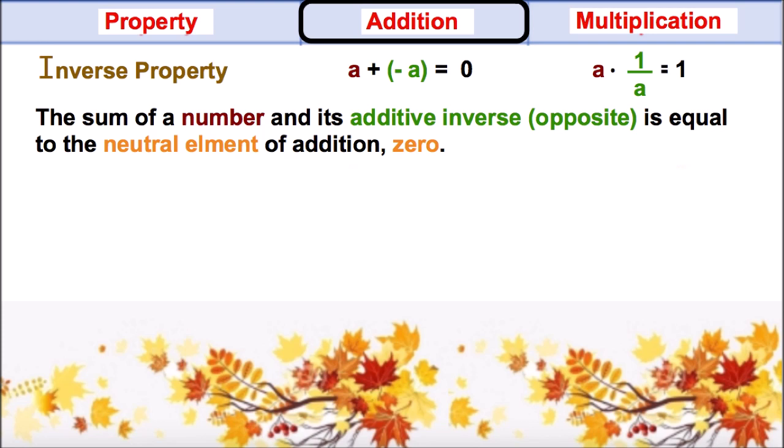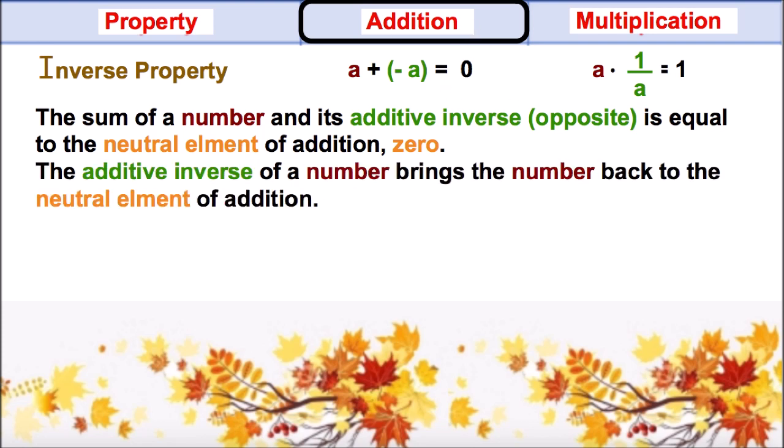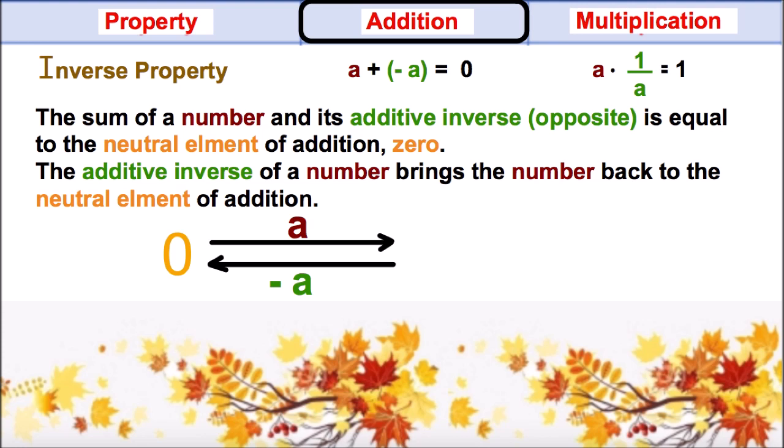Moving on to the inverse property of addition, the sum of a number, a, and its additive inverse, opposite, negative a, is equal to the neutral element of addition, 0. The additive inverse of a number brings the number back to the neutral element of addition. So if we think of 0 as the neutral, we go away from it a steps and return to it by negative a steps.